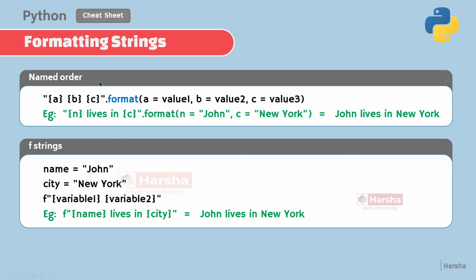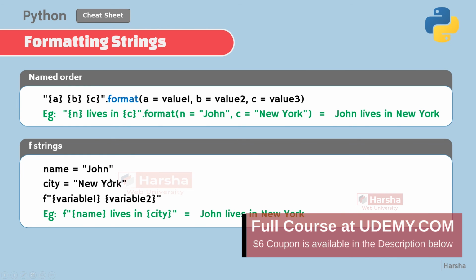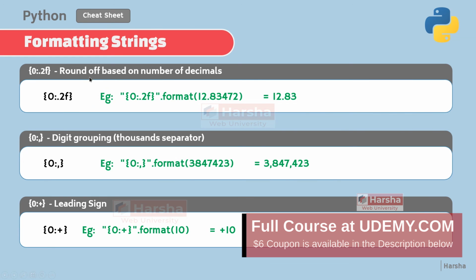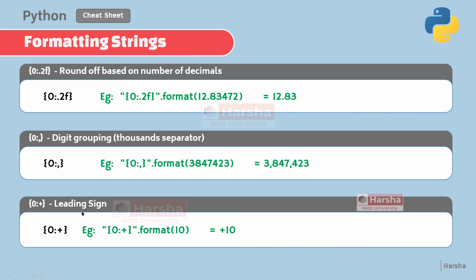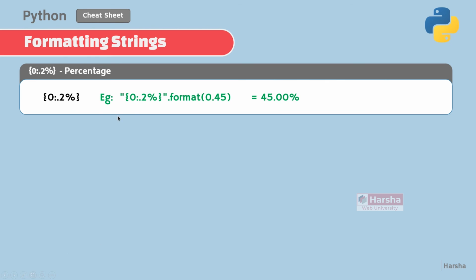And this is the named order where you will use the keys instead of variable names. And in case you want to use the variable names as they are, then f strings, where you will prefix the f before the opening double quotes. Of course, it works with single quotes as well. And this is for rounding off based on the number of decimals. This is for digit grouping, and the leading sign for positive numbers. And then this is for percentage. So this is all about formatting the strings. And in the next lecture, we are going to try to understand the casing of the strings.